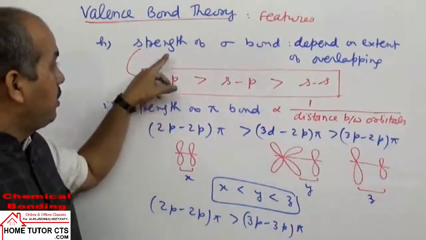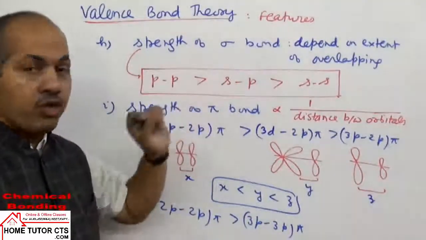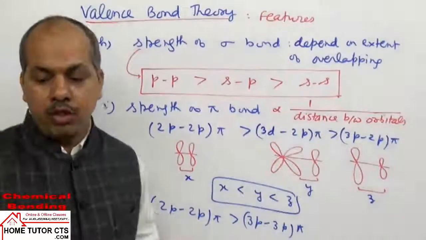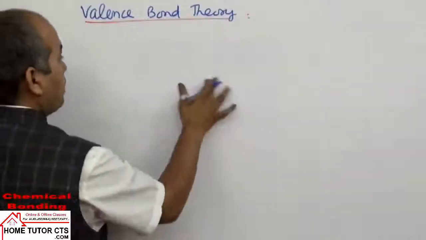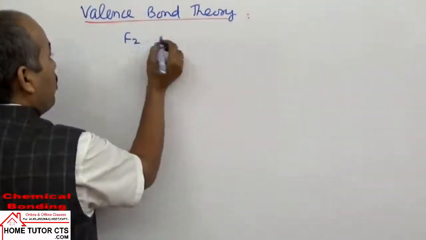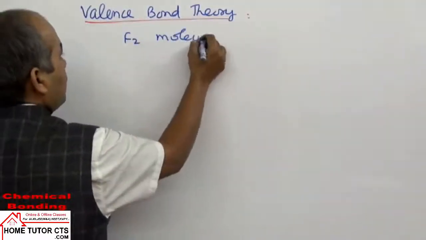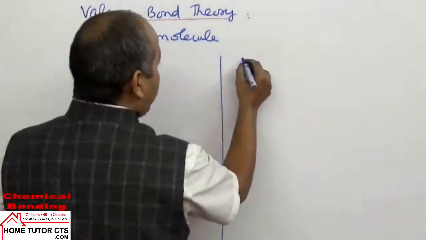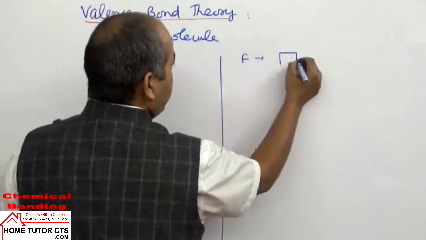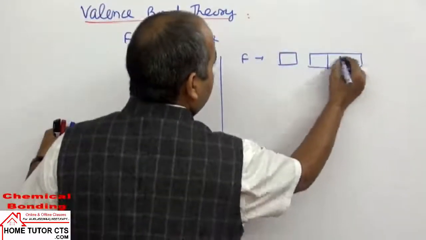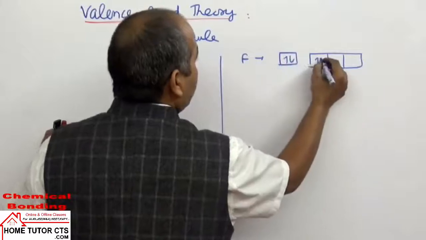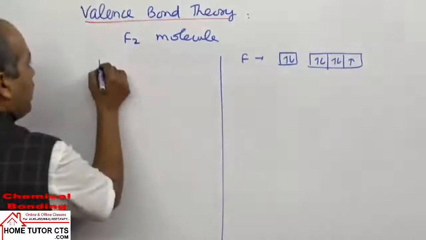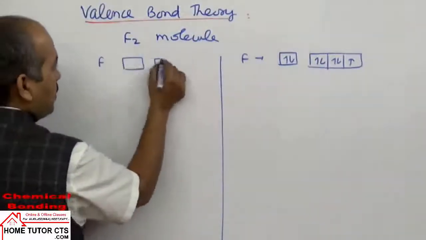Based on this strength of bonding, I will explain one question, one concept to you: bonding in the fluorine molecule by valence bond theory. For the fluorine molecule, we can have two possibilities. When you take one fluorine atom, what is the configuration? 2s2 2p5 is the fluorine configuration. I will add two fluorine atoms.